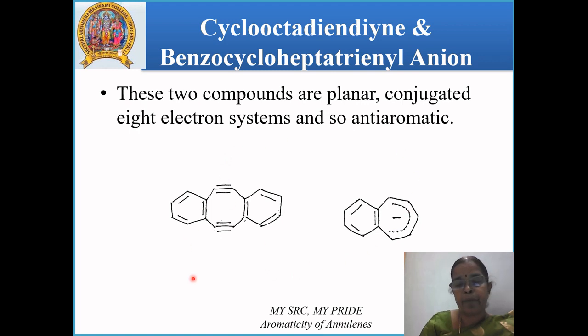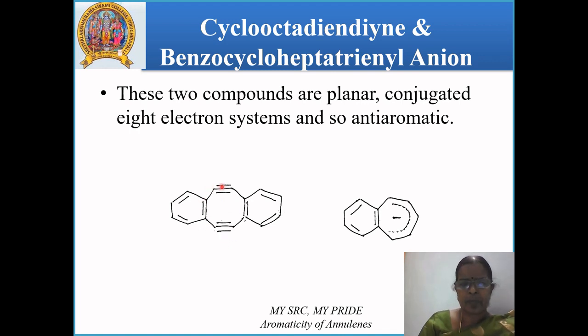Anti-aromatic 8-membered ring compounds do exist. These two are examples. One example is benzocycloheptatrienyl anion. Another example is cyclooctadiene. Why does this compound behave as anti-aromatic? This benzene ring makes the system a planar ring. It cannot be a tub-shaped ring.